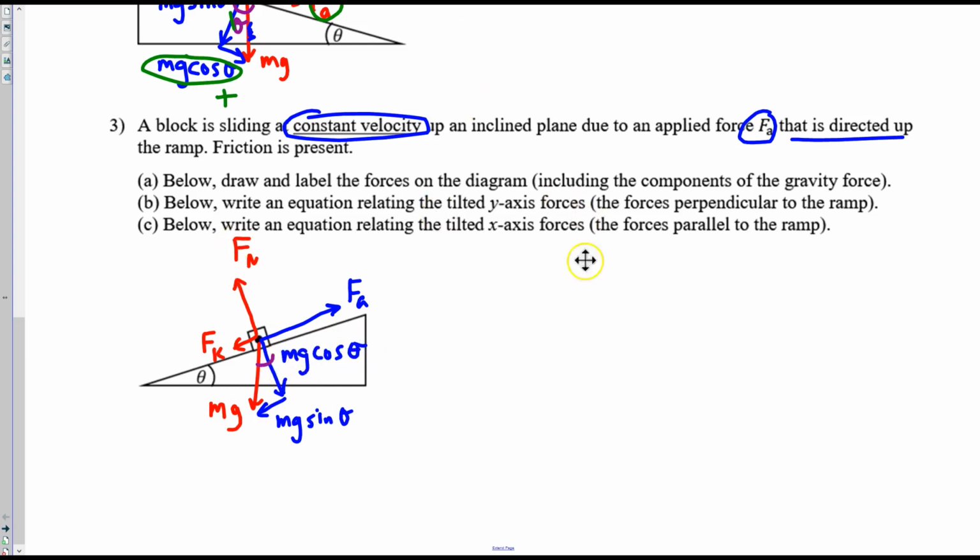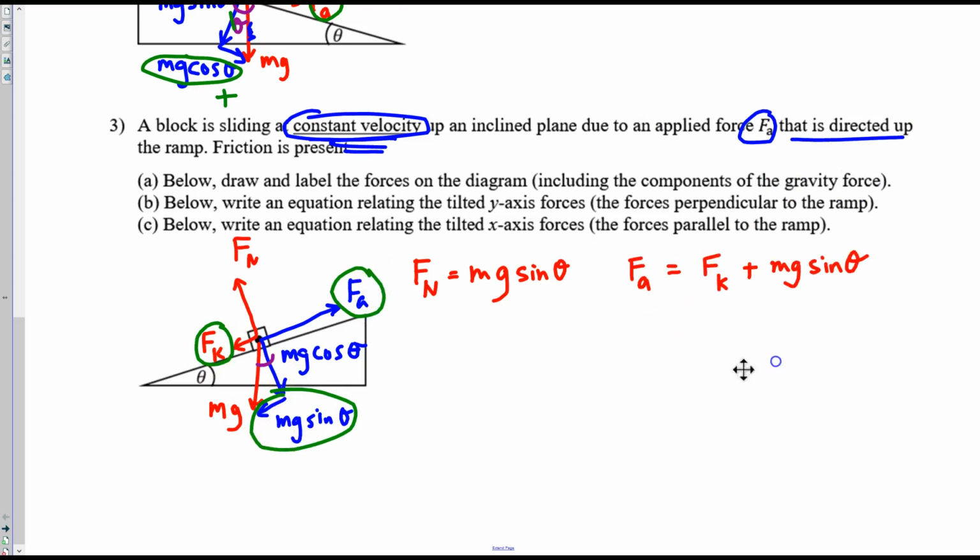When we balance the up-down forces, just like before, we get this. But look at what we've got. Constant velocity. So we can balance left and right as well. There are two forces pointing left, Fk and this mg sine theta. One force points right. And so when we balance the lefts with the right, we have this. That's the force pointing right, those point left. Remember that when we balance left and right, we make everything absolute valued.